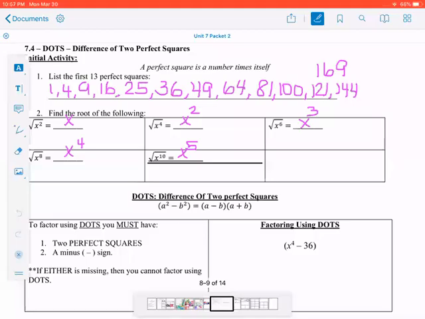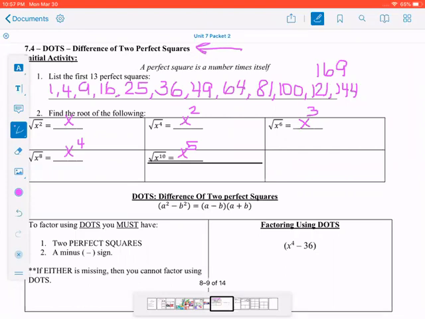Okay, so I just wanted to make a video reviewing what we talked about today on the live Zoom session for anybody who just wants to be able to go back and review it, or for anyone who missed it today. So today we talked about this new way of factoring called DOTS, which is the difference of two perfect squares. It's written up here on the top.